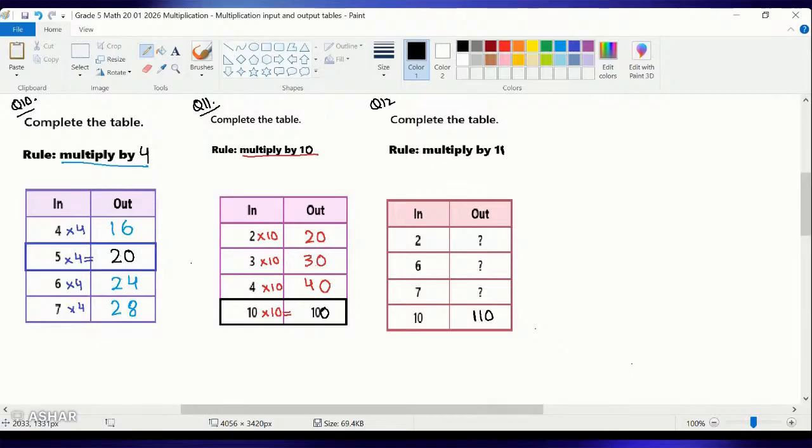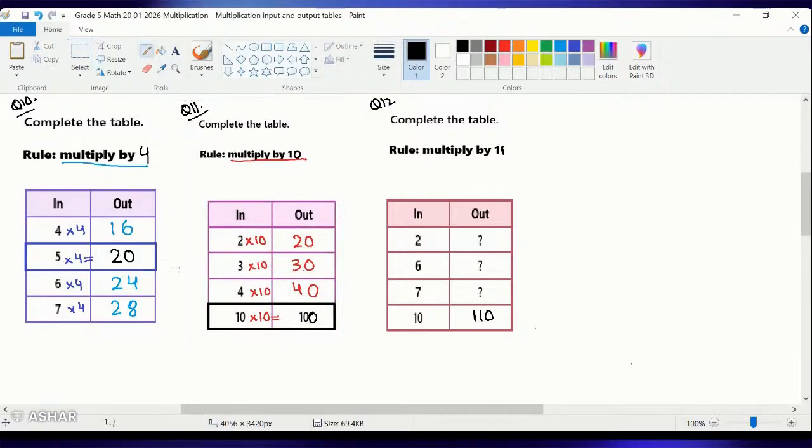Okay, if this is the question that is given to us, what we need to do here is find the rule and see what the numbers should be multiplied with. It says the rule for multiplication is multiply by 11. We know that these two values are given to us: 10 input changes into 110. That means this was multiplied by 11.